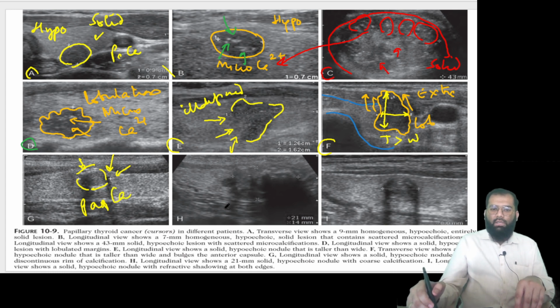Now again here in image H you are seeing a very classic lesion with lobulated margin, multiple shadowing from the calcifications. Okay, you are not able to see the posterior margin. Again, this is a feature of malignancy.